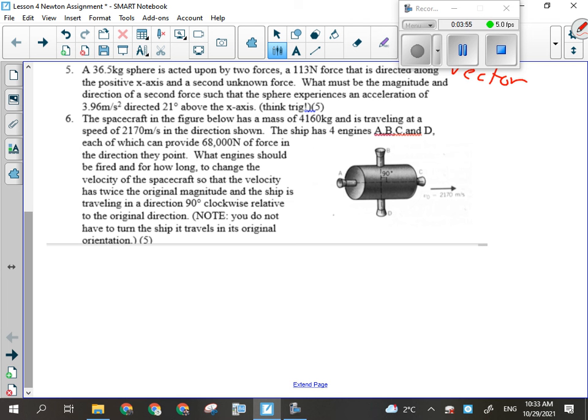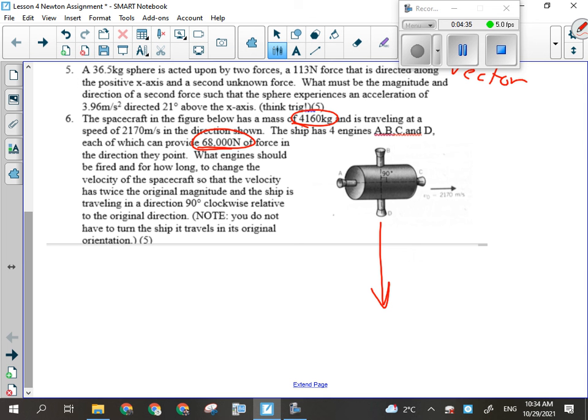For number 6, this is another one people really overthink. This spacecraft has 4 engines. You can only fire 1 engine at a time. You can't fire 2 at once. Each engine can exert 68,000 newtons of force, and the mass of the ship is 4,160 kilograms or so. You can get something with those 2 numbers, and that's really important for this question. The ship is initially traveling to the right at 2,170 meters per second. We don't want to do that anymore. We want to go the other way at twice that velocity.